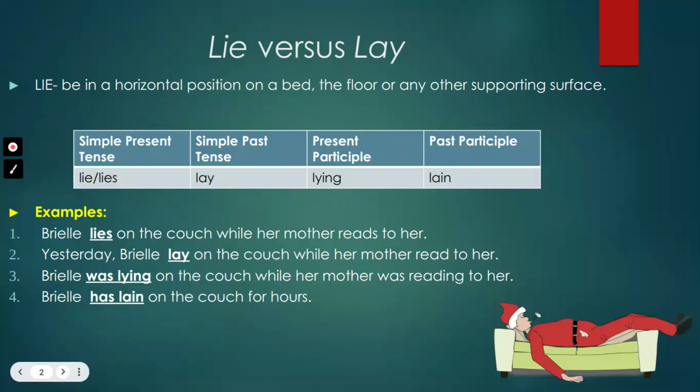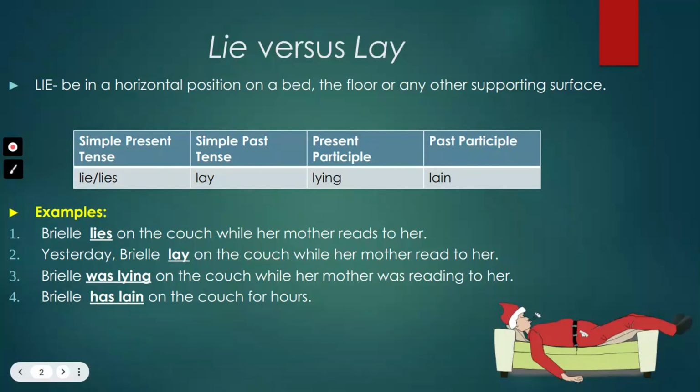The first meaning is the one that is displayed here, and it reads, to be in a horizontal position, for example, on a bed, on the floor, on a couch, on the sand at the beach, or any other supporting surface. Below the definition, there is a table that displays the different verb forms of this verb to lie.